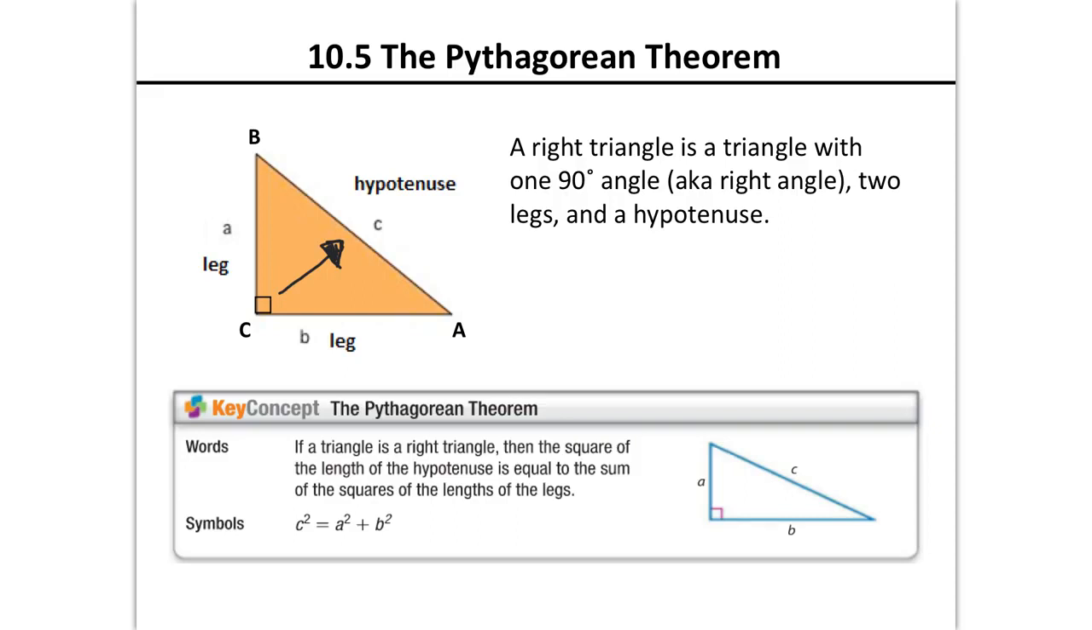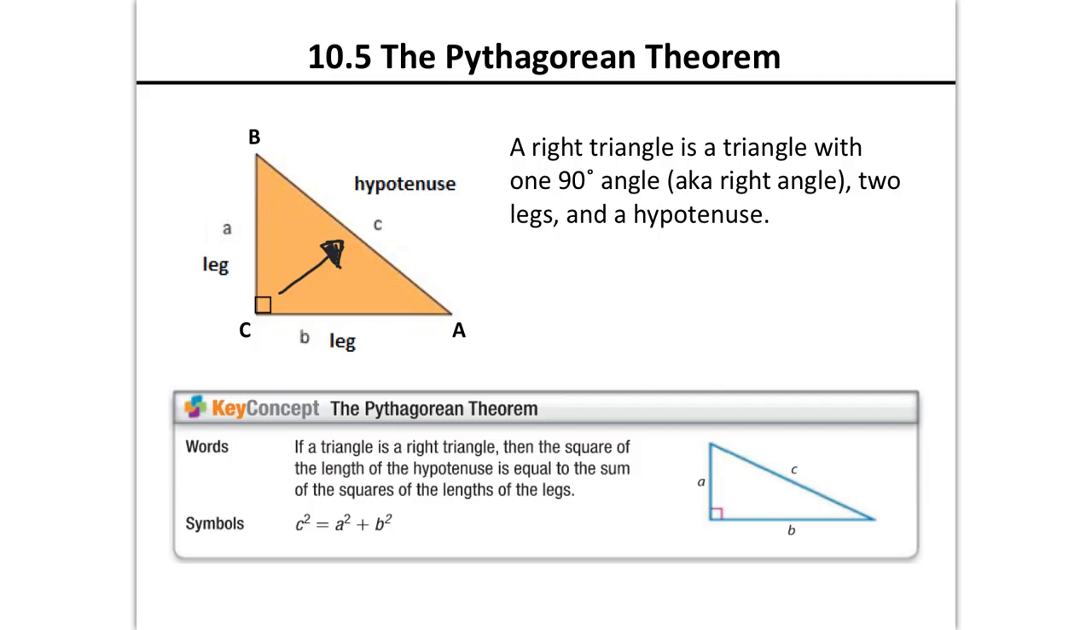So let me explain what the Pythagorean theorem says. In symbols, the Pythagorean theorem says c squared equals a squared plus b squared. So let's go back to this picture over here because I have those labeled for you so you can see how to use it. c squared is going to be your hypotenuse, your longest side. It equals a squared, which is one side of the triangle, plus b squared, which is the other side of the triangle.